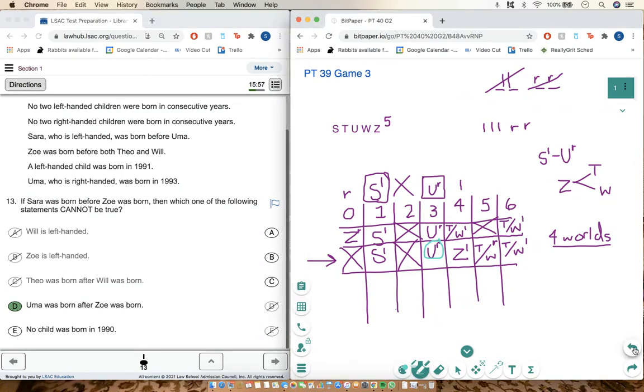Just to go over the last option, no child was born in 1990. No, that has to be true, right? We know that there is no one born in 1990. So we can also cross out E.